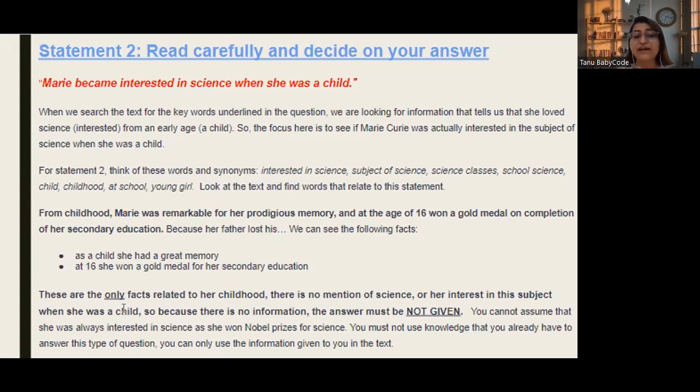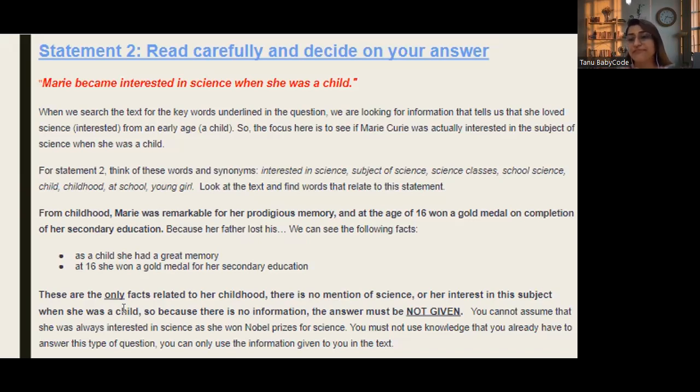Now from childhood, Mary was remarkable, with a prodigious memory, and at the age of 16 won a gold medal on completion of her secondary education. So as a child, she had a great memory, right? They're talking about her memory. And at 16, she won a gold medal for her secondary education. So there are only facts related to her childhood. There is no mention of science here and her interest in the subject when she was a child.